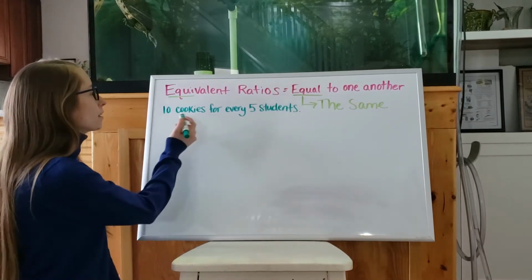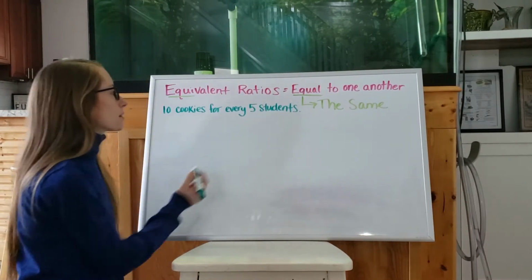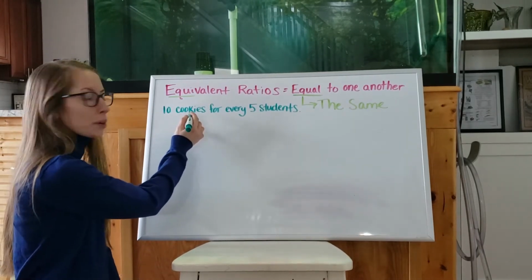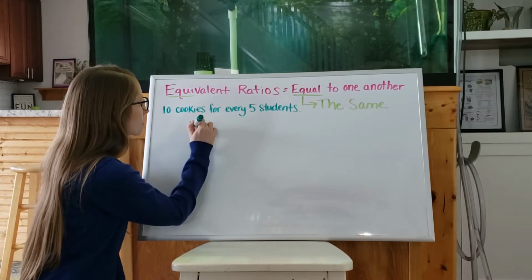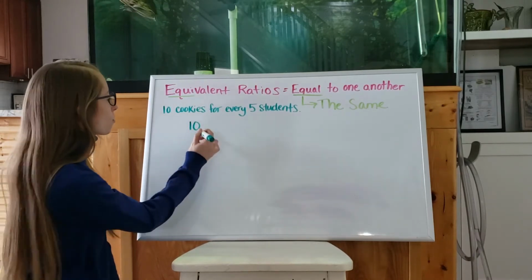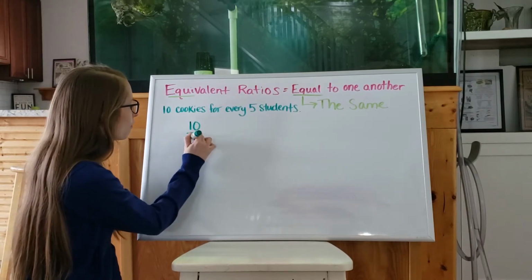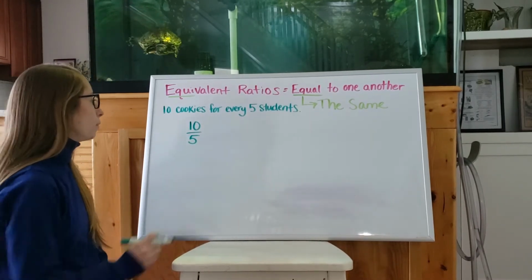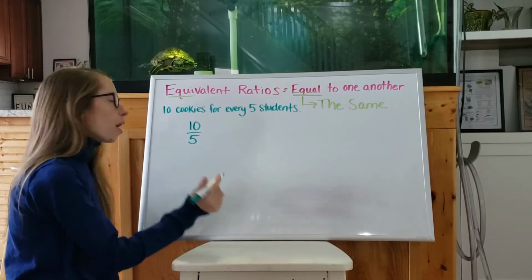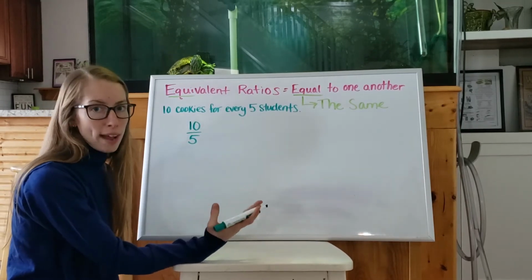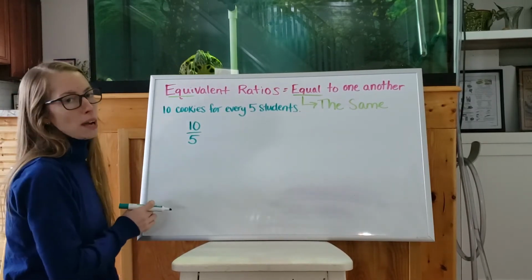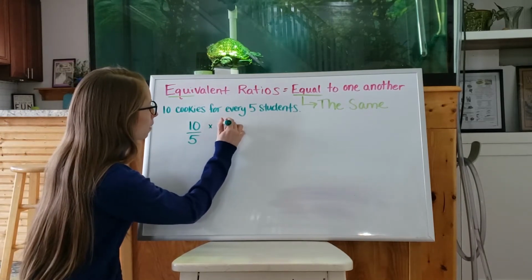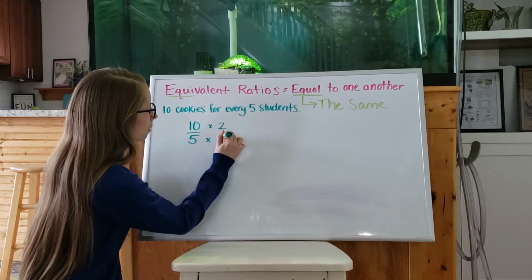So if I have 10 cookies for every 5 students, I would write my ratio starting with the number of cookies, because remember, order matters. So I have 10 cookies, and I can write this ratio as a fraction. So I'm going to write 10 over 5 to show that we have 10 cookies for every 5 students. Now, remember that this is a fraction, and so all mathematical rules that apply to fractions can apply to this value as well.